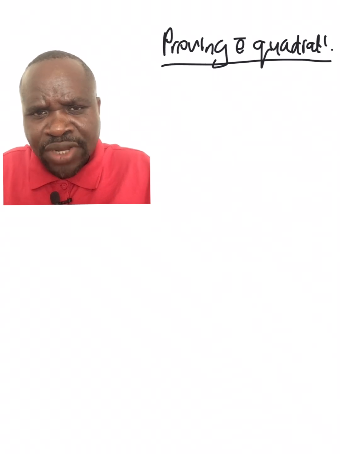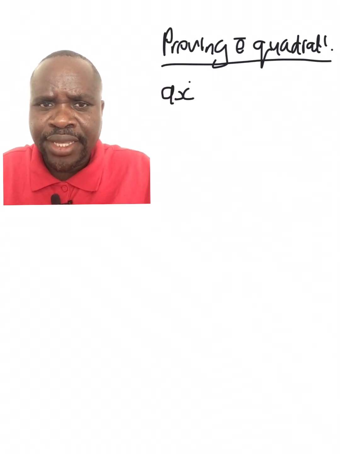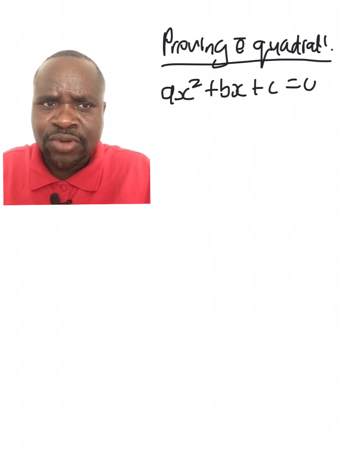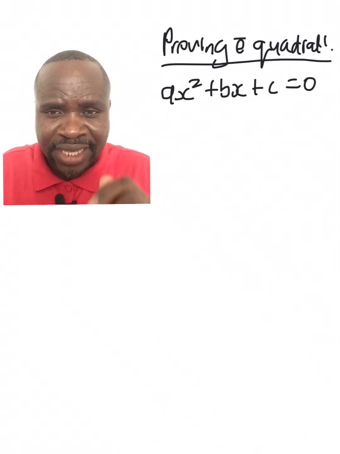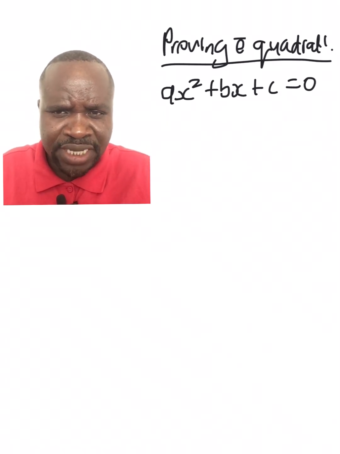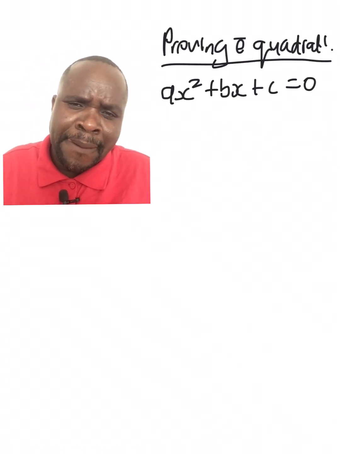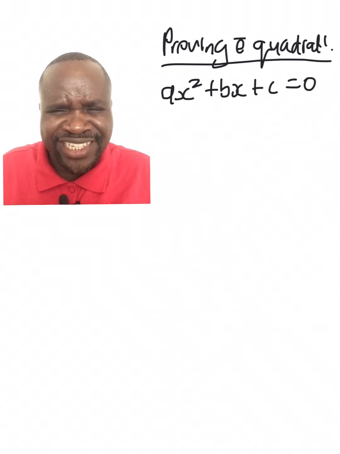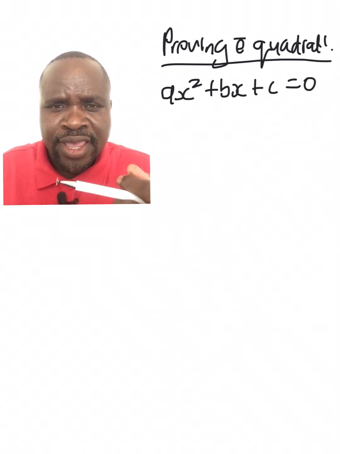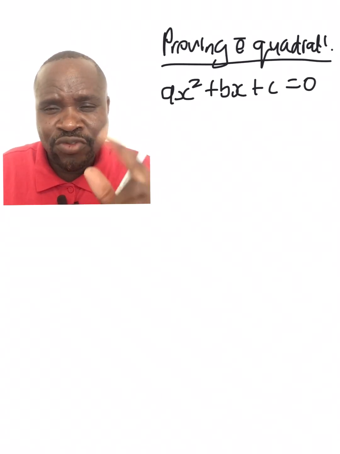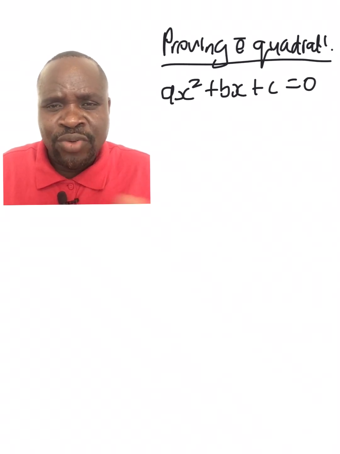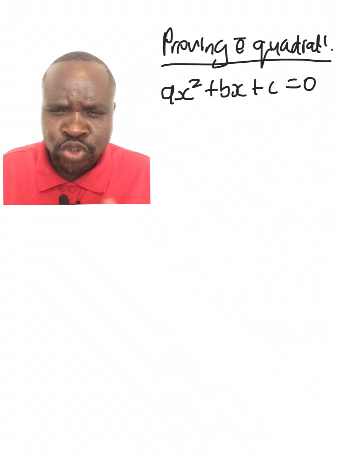Remember, our quadratic equation usually comes in this form: ax squared plus bx plus c equals 0. So you are given that equation and you are told to solve it, or to find the values of x. We are going to have two values. It's a quadratic equation, so we are actually looking for the roots.